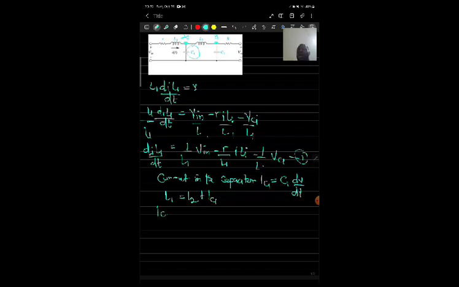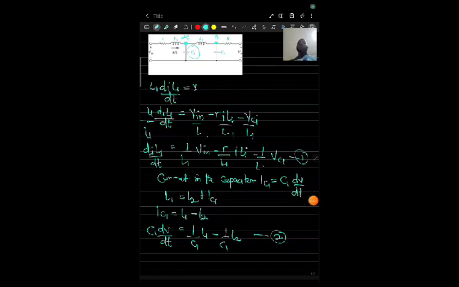So we can say IC1 equal to IL1 minus IL2, and we know our IC1 is C1 dV over dt equal to 1 over C1 IL1 minus 1 over C1 IL2. So we can call this our equation 2. So let's move on to the next step.